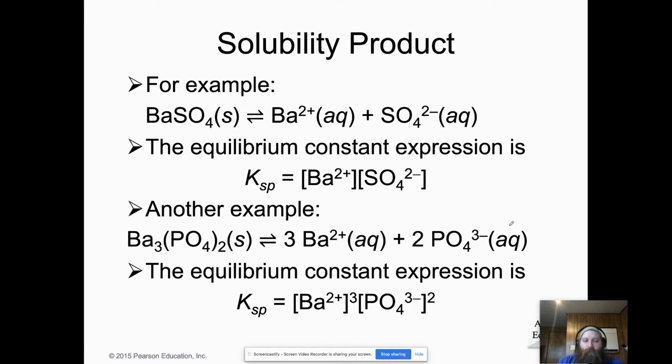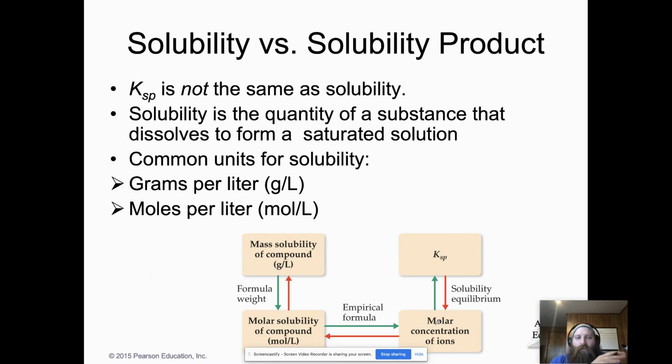Here would be another one, right? We have barium phosphate. It's forming barium and phosphate. This would be Ba2+ raised to the third power, right? Because we have a 3 coefficient right there, so we have to raise it. Here we have a 2, so we've raised it up right there. So that's our solubility product. Now, solubility and solubility product are not the same thing, okay?